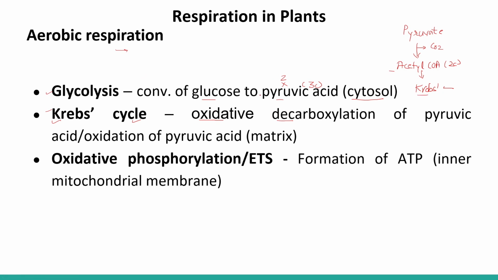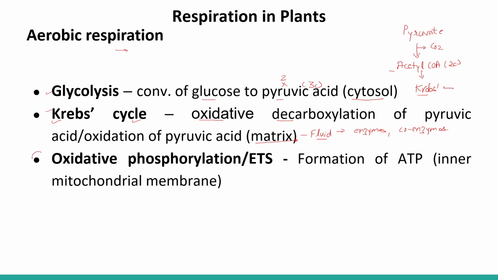And where does the Krebs cycle take place? It takes place in the matrix of the mitochondria, meaning the fluid present within the mitochondria. And what does the matrix contain? It contains all the enzymes and the cofactors which are required for the biosynthetic reactions or the biosynthetic pathway.